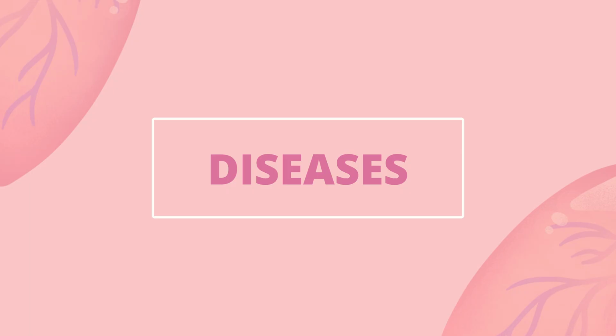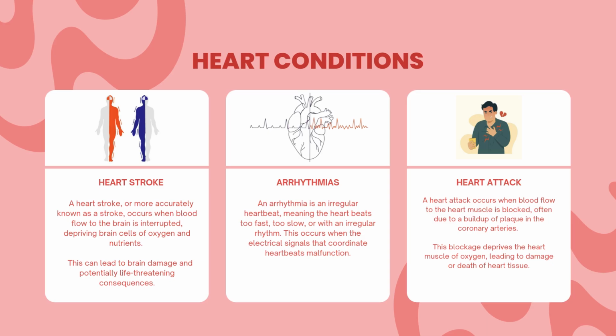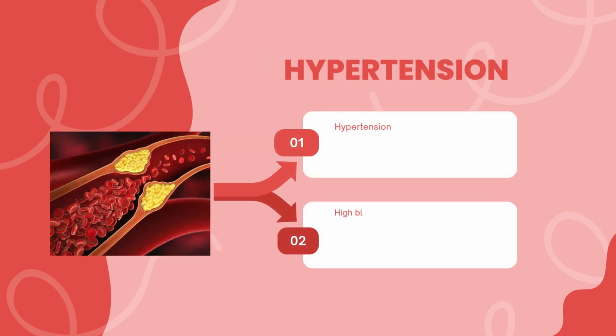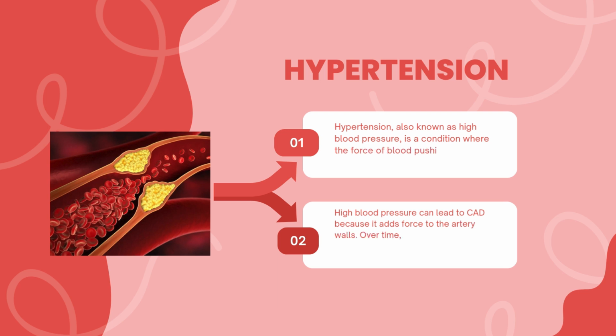And like any other system in the body, the cardiovascular system can face challenges. Let's talk about some diseases that can affect this critical system. Common diseases that affect the cardiovascular system include hypertension. Hypertension is also known as high blood pressure, a condition where the force of blood pushing against the walls of your arteries is too high.